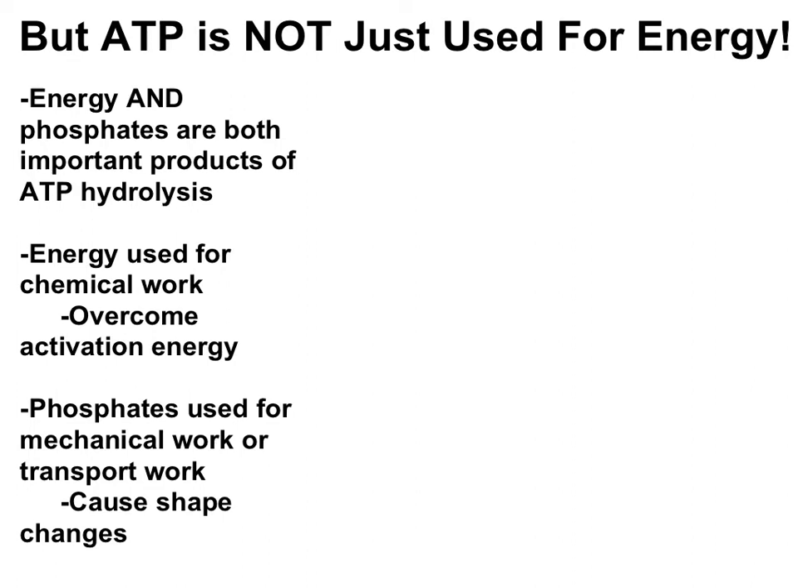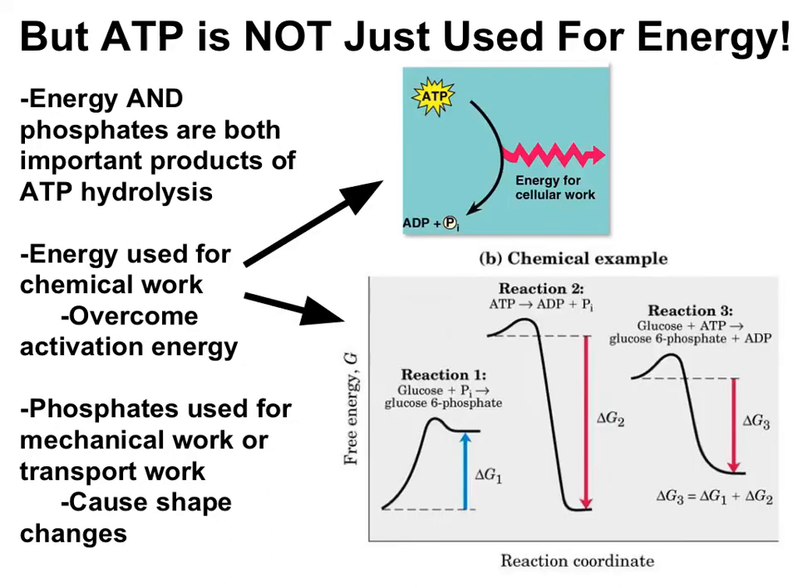ATP, however, isn't just a source of energy. ATP also has valuable phosphates. So ATP hydrolysis produces energy and phosphates. Let's talk about how those are used. The energy of ATP hydrolysis is used to drive other chemical reactions. The energy of ATP can be used to overcome the activation energy of another reaction.